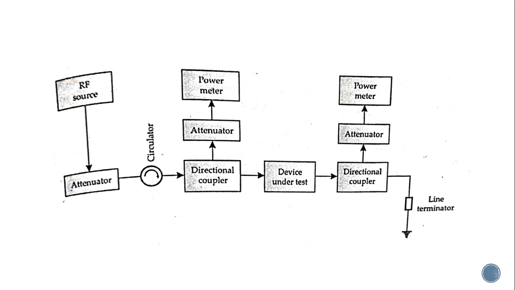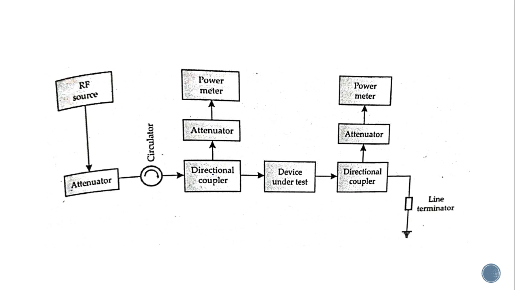Any power that is being reflected back to the source will be sent to the load by the circulator, and this will help to increase the efficiency. And then you have a directional coupler. After the circulator, you are going to get a directional coupler.